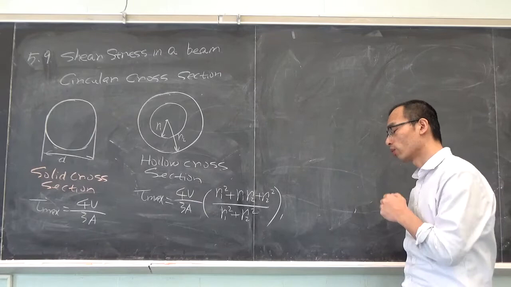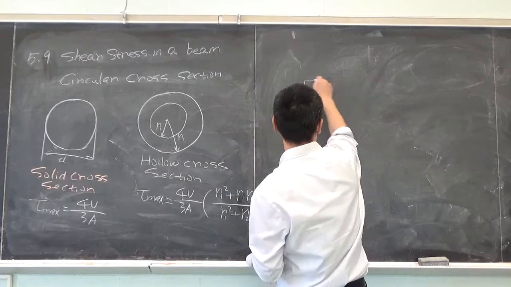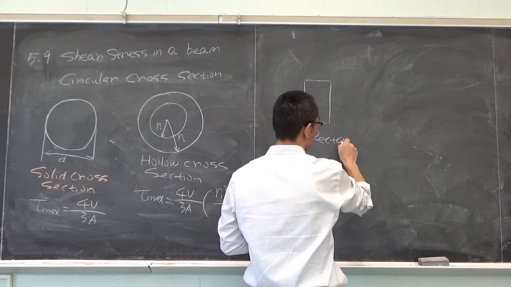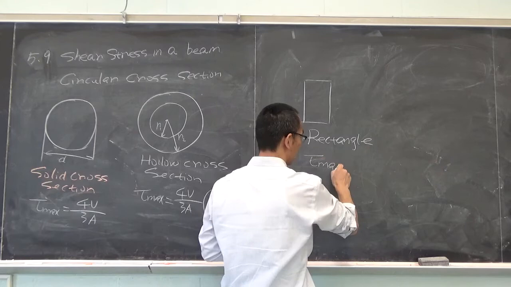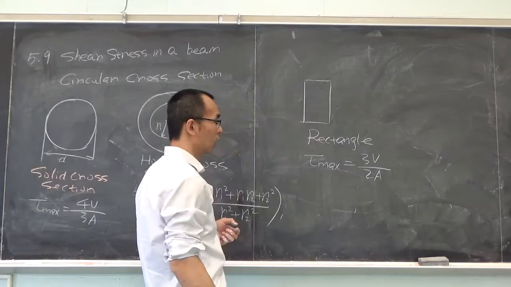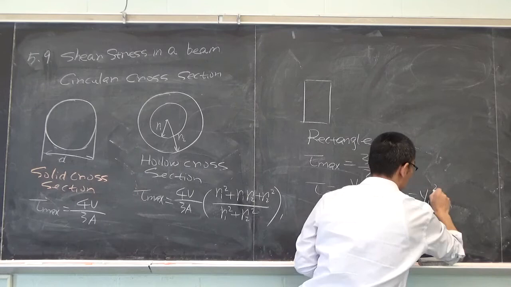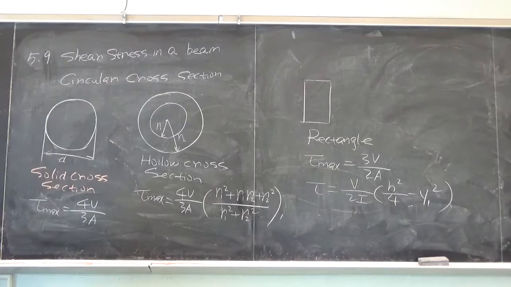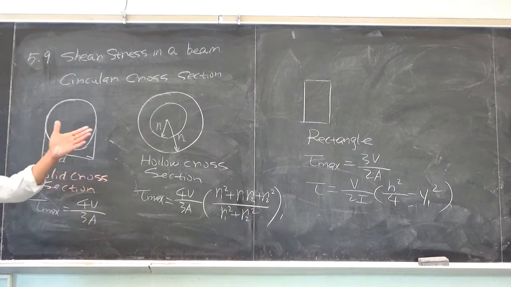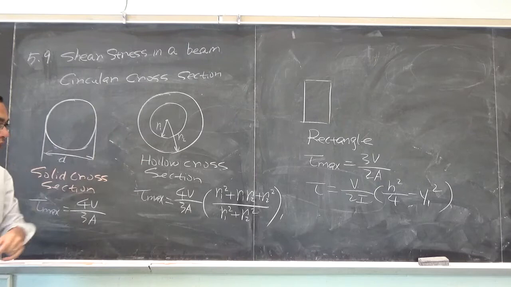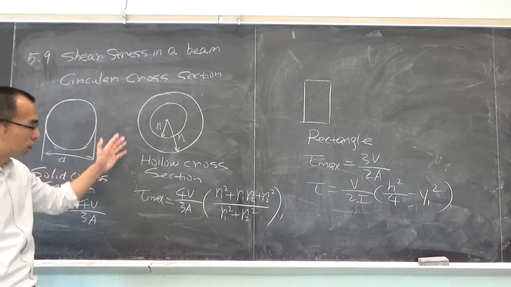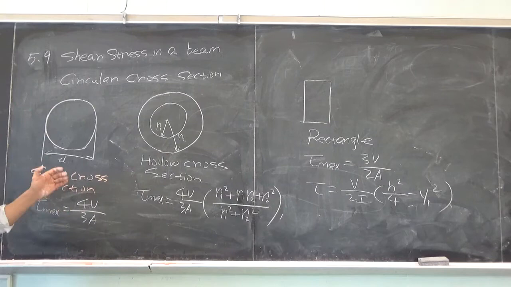Again, for the rectangle cross section, we know the maximum shear stress will be equal to 3 times shear force divided by 2 times cross section area, right? And also we can calculate shear stress at any point with this formula. So this is a general formula for the rectangle cross section. So this is the shear stress in a beam, whether with a rectangle cross section, a solid circular cross section, or a hollow circular cross section, we are able to calculate the shear stress, right? This problem I will not give you in the midterm exam and also the final exam. You may see rectangle and also you may see this circular one, okay?